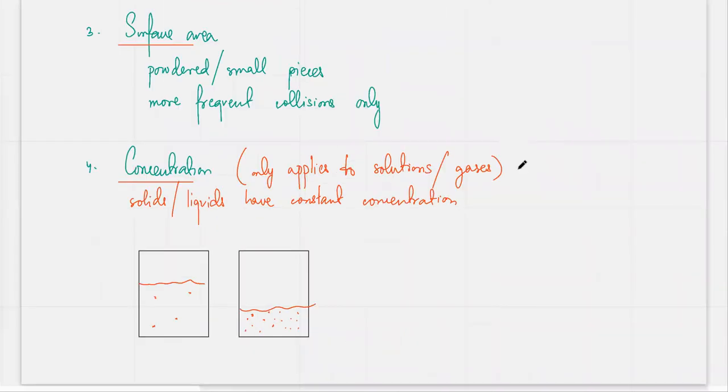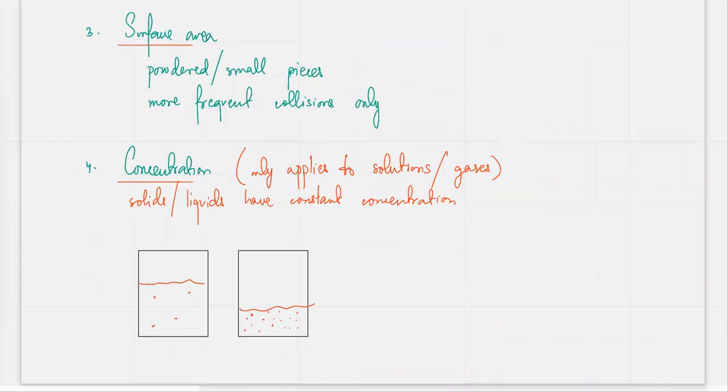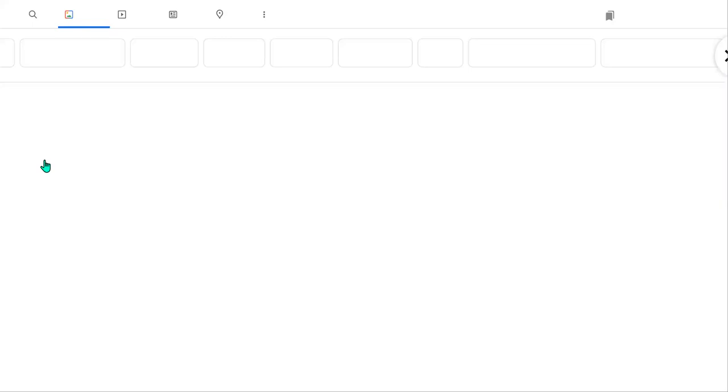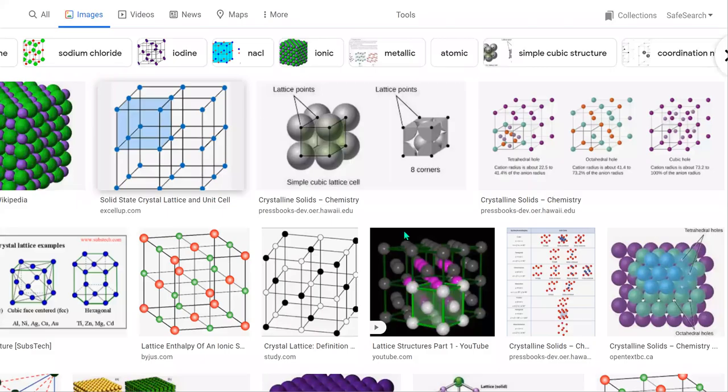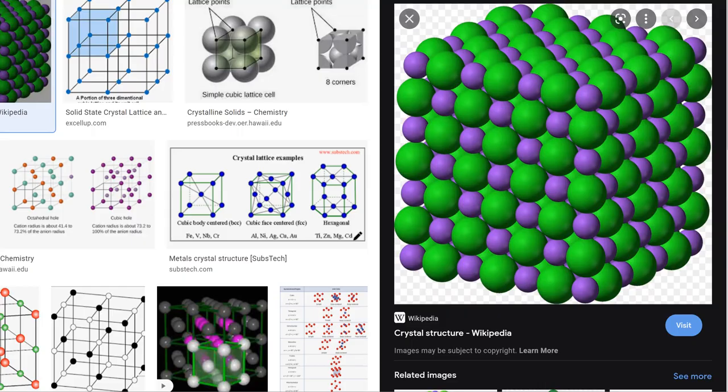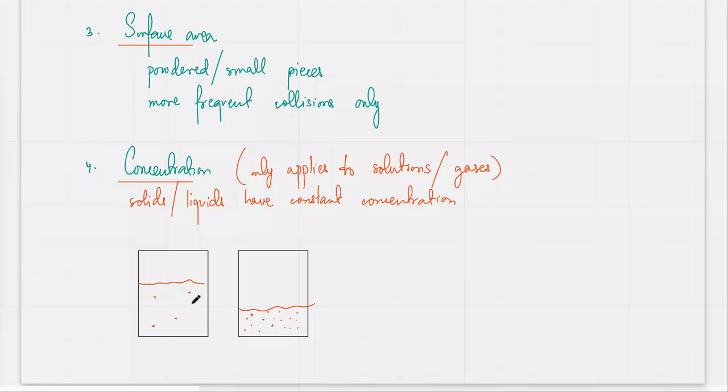You can't apply it to solids because in solids the spacing is always fixed. Like if you have a solid lattice, the spacing is always fixed. Their concentration is not going to change. The particles are always tightly packed in solids, so the spacing never changes. The spacing changes in solutions when something is dissolved in water, or it changes in gases. It doesn't even change in liquids.